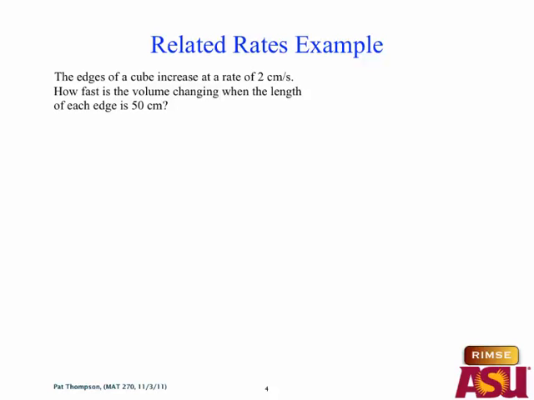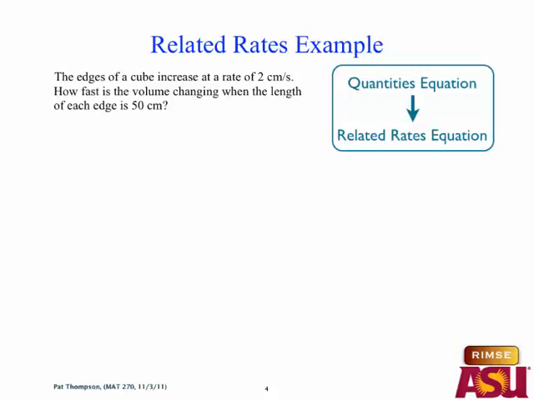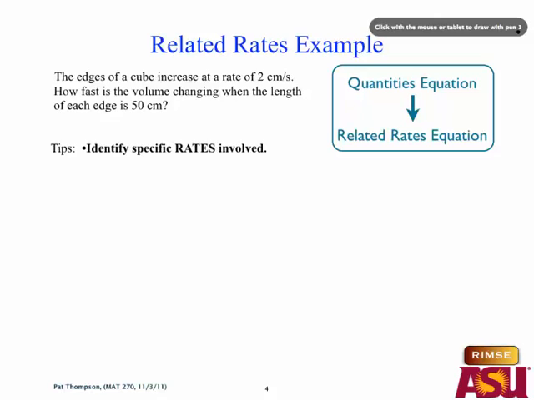Okay, so here's how I suggest that you attack it. You have to think that we're going to have a quantities equation, and that's going to give us a related rates equation. So really what we want to ask, before we do the main part of solving this, is: what rates are we going to relate? That's the first question we're going to ask. So we're going to identify the specific rates involved.